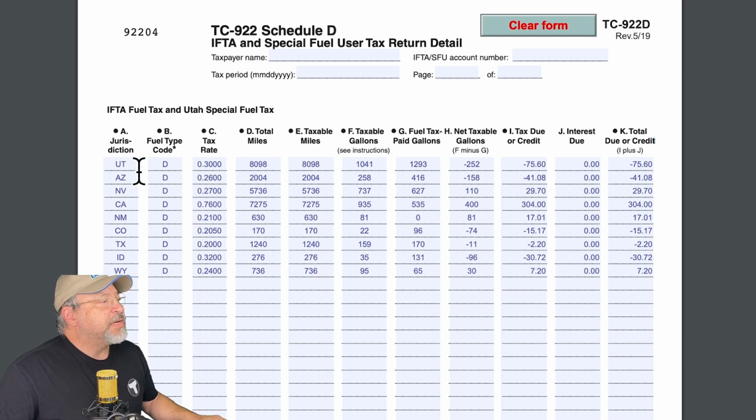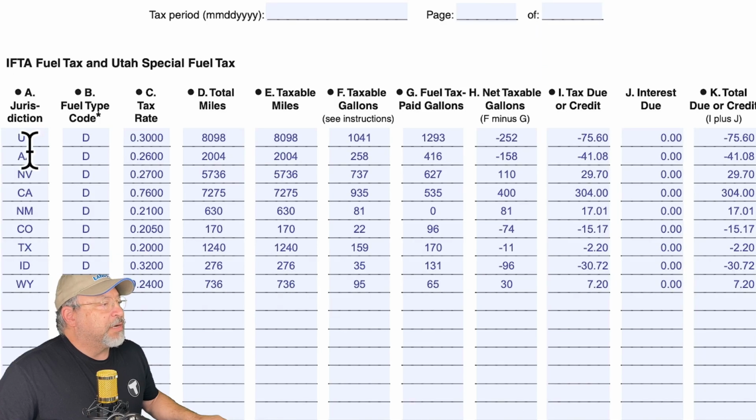So the first line, I was in Utah. My fuel is diesel. All of these are diesel, okay? The fuel rate at the time, and I'm going to explain how you get that in just a few minutes, was 30 cents a gallon. So every gallon I purchased in Utah, I paid 30 cents per gallon for the tax, all right? My total miles driven in Utah for that quarter was 8,098.